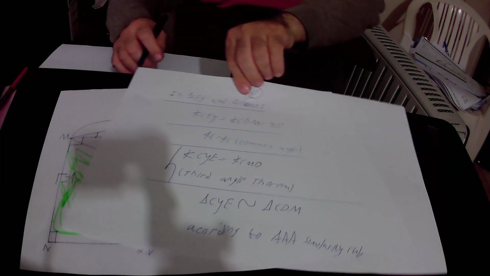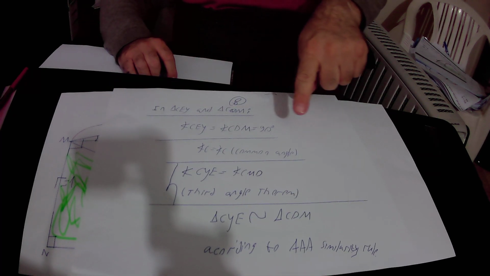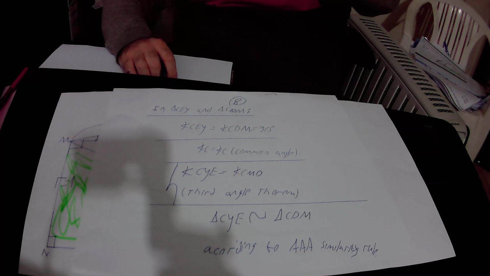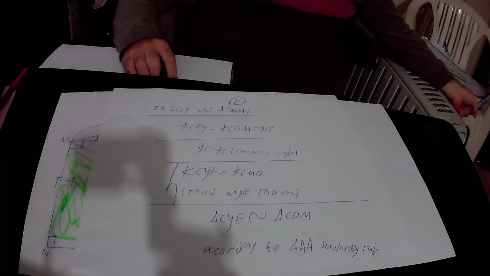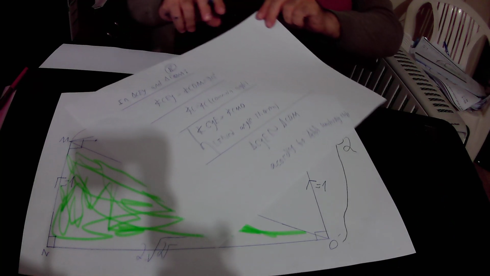I'll repeat again, we proved that triangle CYE is similar to triangle CDM according to the angle similarity rule. So what is the angle similarity rule? The angle similarity rule is that if you prove that all three angles in one triangle are equal to all three angles in another triangle, then you prove that those two triangles are similar to each other according to the angle similarity rule.